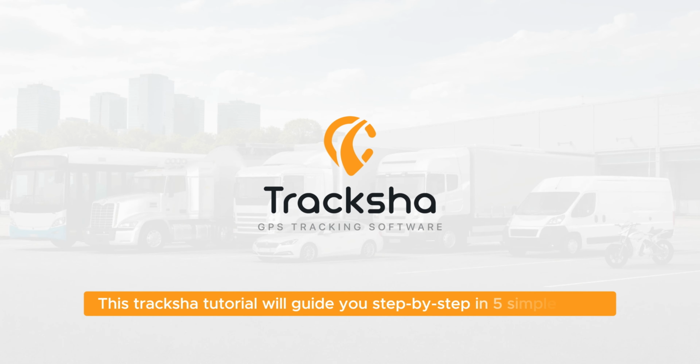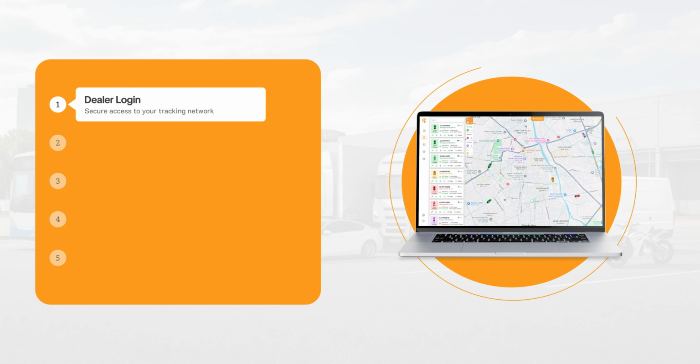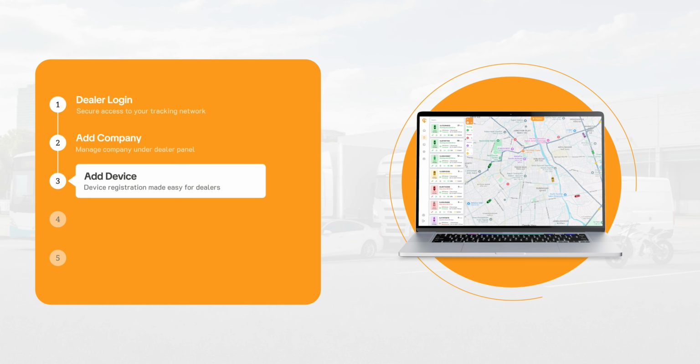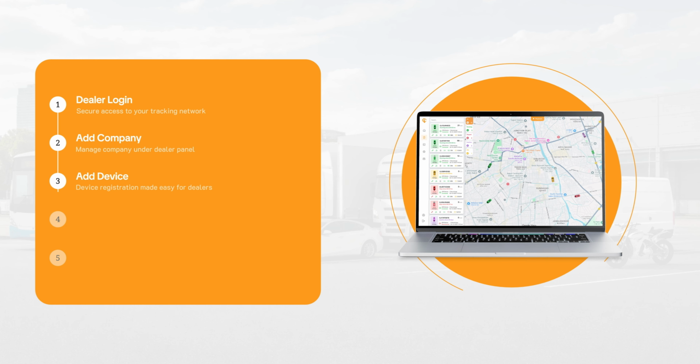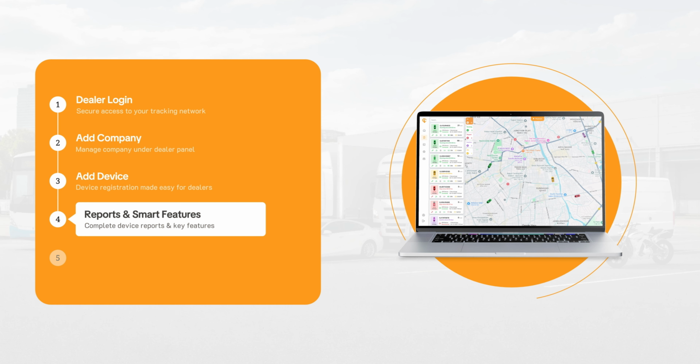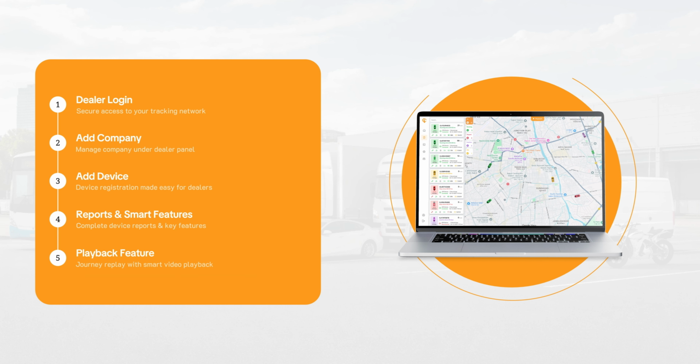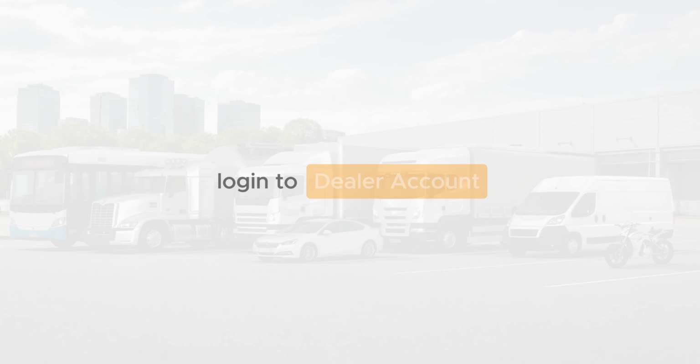This Tracksha tutorial will guide you step by step in 5 simple steps. Learn how to securely log in to your dealer account. How to add company under your dealer panel. See how to add new GPS device for tracking. Learn how to access detailed reports and use smart features. And how to replay vehicle journeys and review trip history. Now that we've completed this section, let's log into the dealer account and continue further.